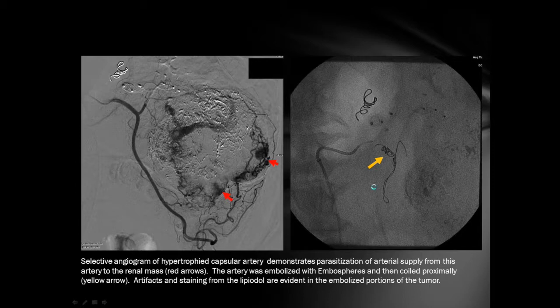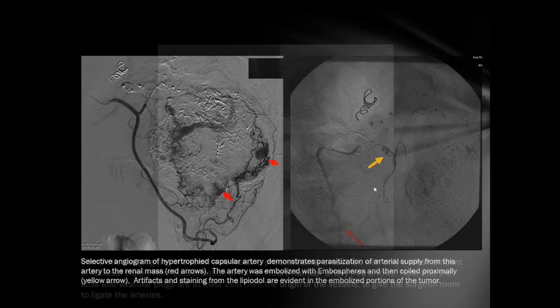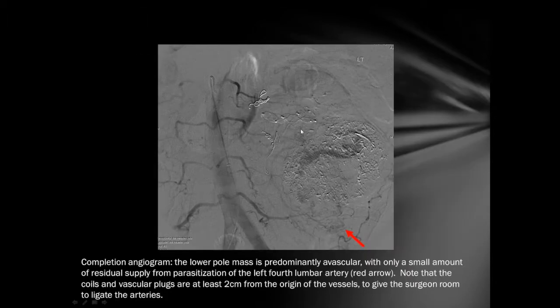And this patient went on to do nephrectomy with really no complications, no blood loss. Here's the completion angiogram following embolization, coils in the superior renal artery branch, vascular plugs in the main renal artery, and coils in the inferior capsular artery. You'll notice there is some minimal residual supply still at the lower pole coming off of the left fourth lumbar. You can certainly go in, catheterize that, and put a few particles out. In this case, we chose not to do that and leave it alone, and there was still minimal blood loss.